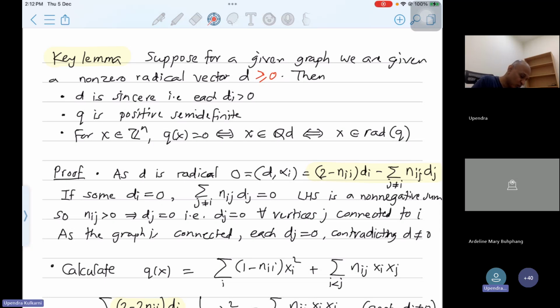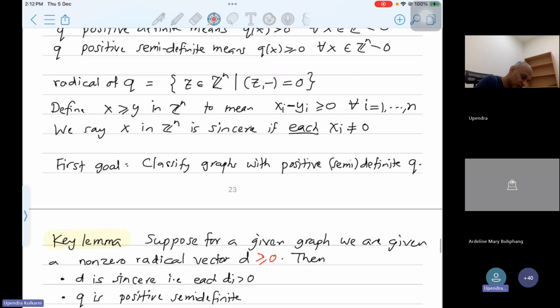All right. So our first job is to prove the first bullet point. And for that, I simply use the fact. Remember, D is a radical vector. That means its bilinear form with everything is zero. So in particular, I take the first basis vector. Now it's a matter of just reading the formula. So let's go and look at the formula.